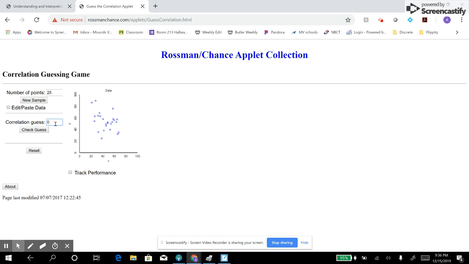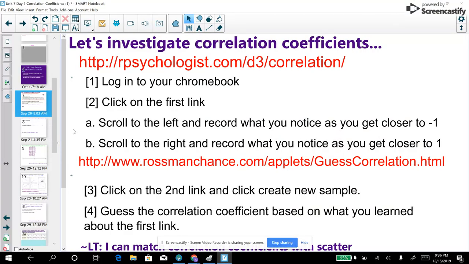And then guessing the correlation coefficient, for example, when I look at this one, this is a negative sloping. I'm going to call that maybe a -0.7. So when I type that in, I'll check my guess, and I was not too far off there. So that's what you should have found on your exploration with those two applets.